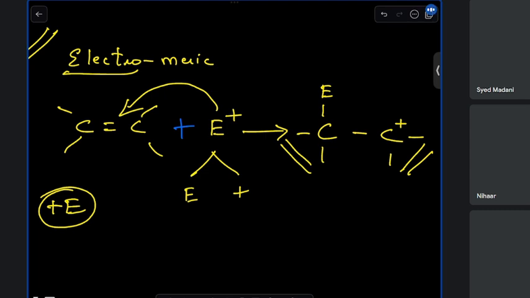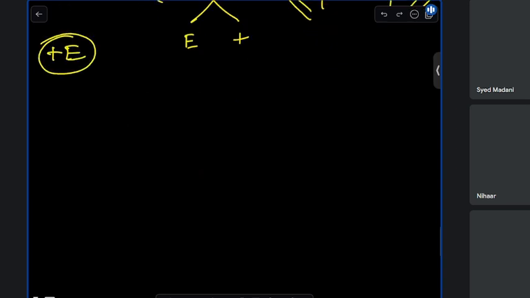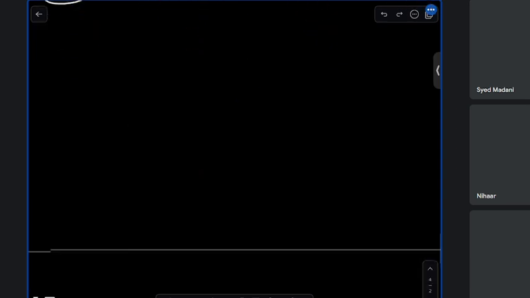Now you ask me, sir, what about the bond here? The bond will obviously disappear because if something is plus, this carbon is trying to call out for somebody to come and get attracted there. So even if you don't draw the bond, it's completely fine. That's the meaning of electromeric effect. To be more precise, plus E effect. Now, obviously, what is the opposite? Minus E effect. Very simple.